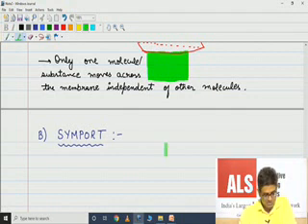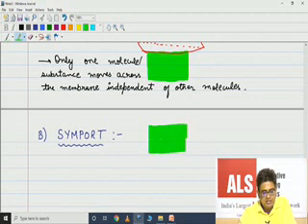Okay. So symport is a type of transport in which substances will move only when they are together.